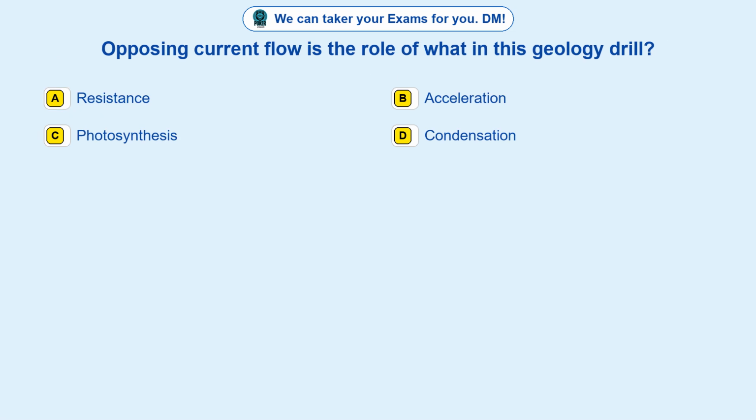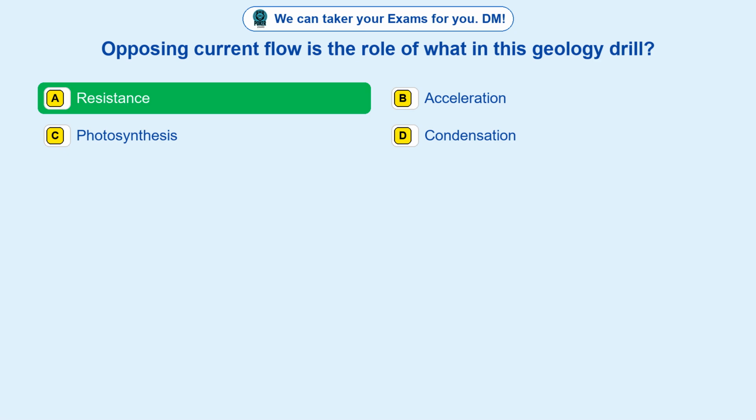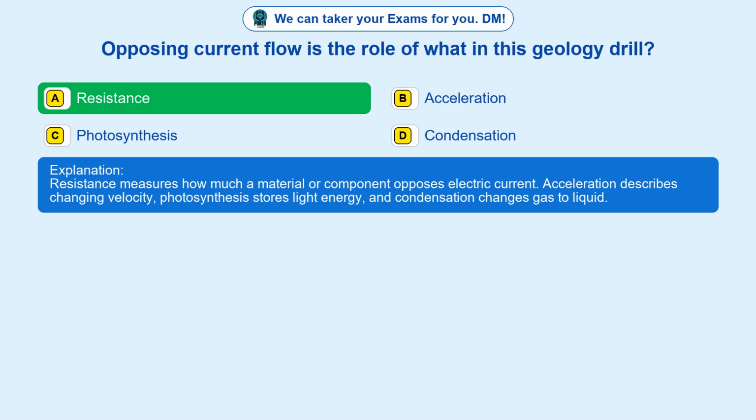Question 71. Opposing current flow is the role of what in this geology drill? Option A, resistance. Option B, acceleration. Option C, photosynthesis. Option D, condensation. The correct answer is option A. Resistance. Resistance measures how much a material or component opposes electric current. Acceleration describes changing velocity, photosynthesis stores light energy, and condensation changes gas to liquid.